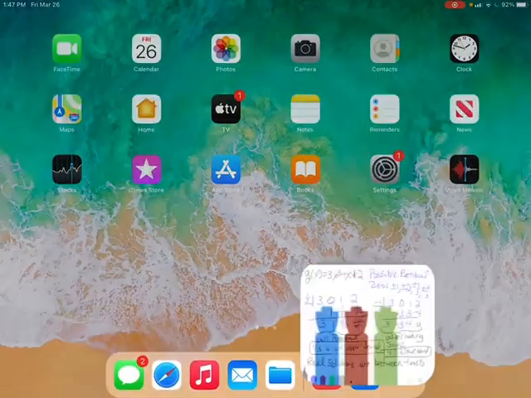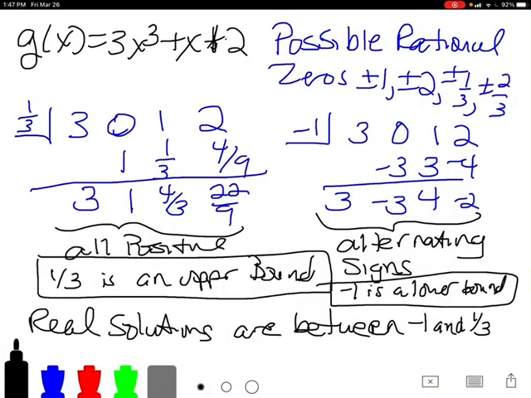Hello, I wanted to answer a question that was asked during class on Thursday, so I'm going to extend just a little bit. We were talking about this function g of x in class on Thursday, this polynomial function.